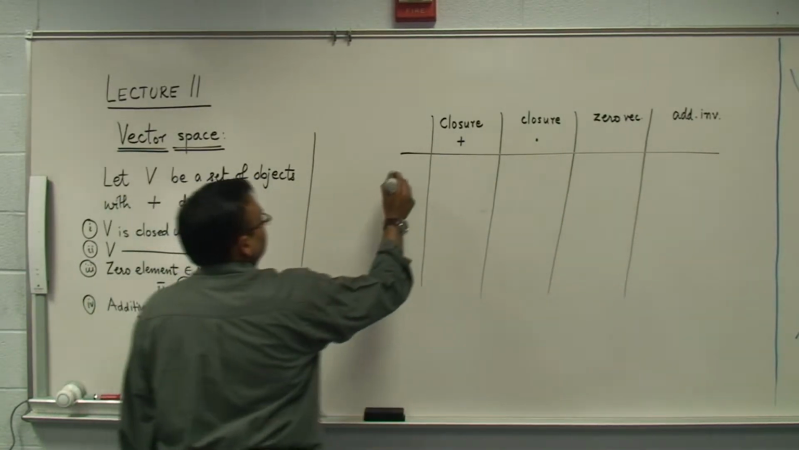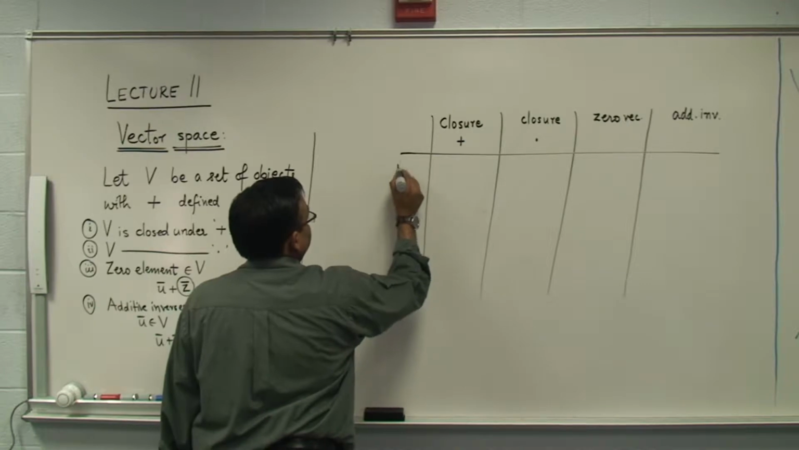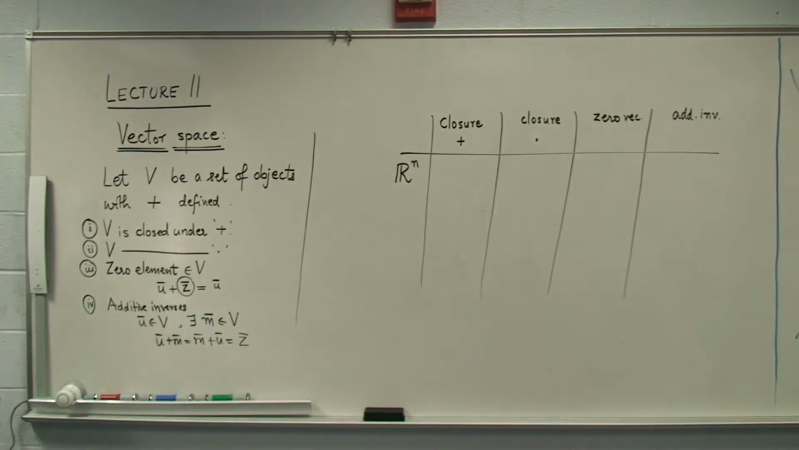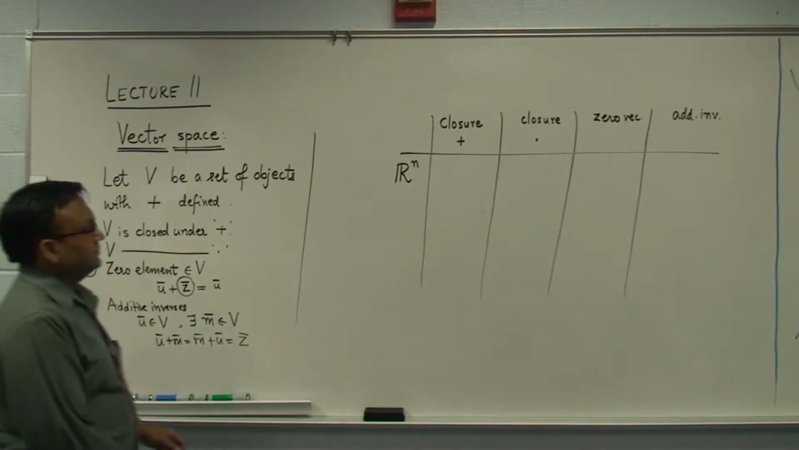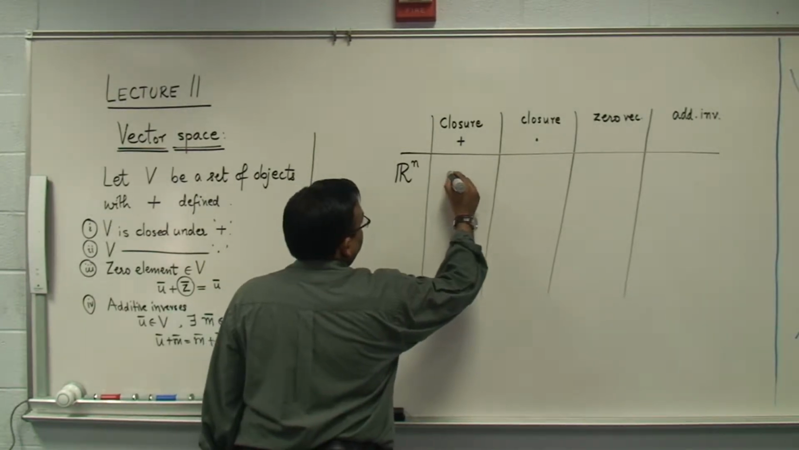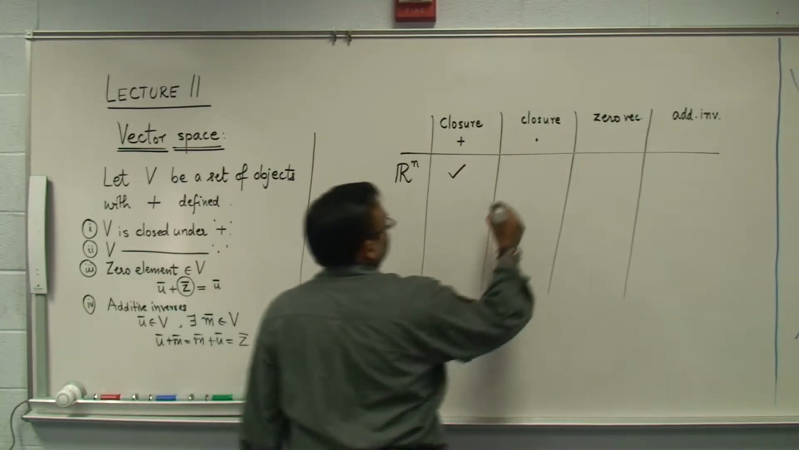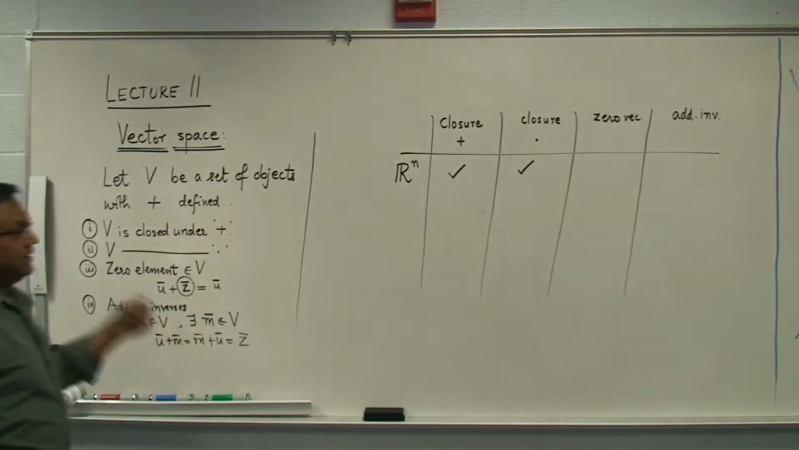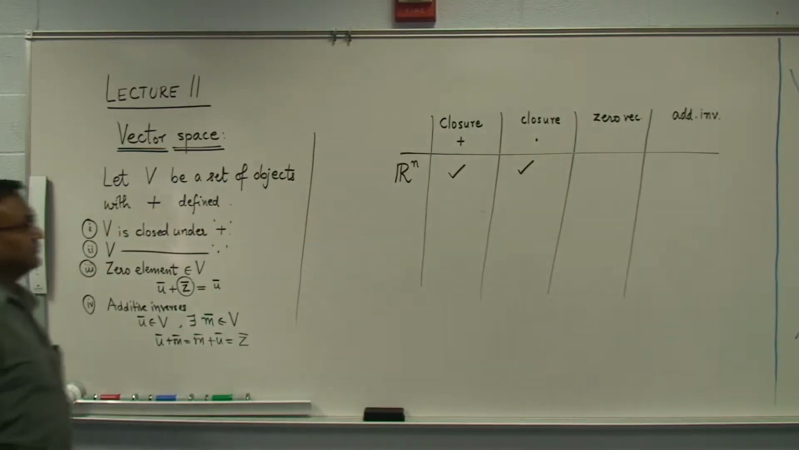Now, I'll go through some spaces which we are more familiar with. So let us do a mental check. If I take two n-dimensional vectors and add them, I'll still get an n-dimensional vector. So it is closed under addition, and it is closed under multiplication by a scalar. Here I'm using that definition which we are familiar with.